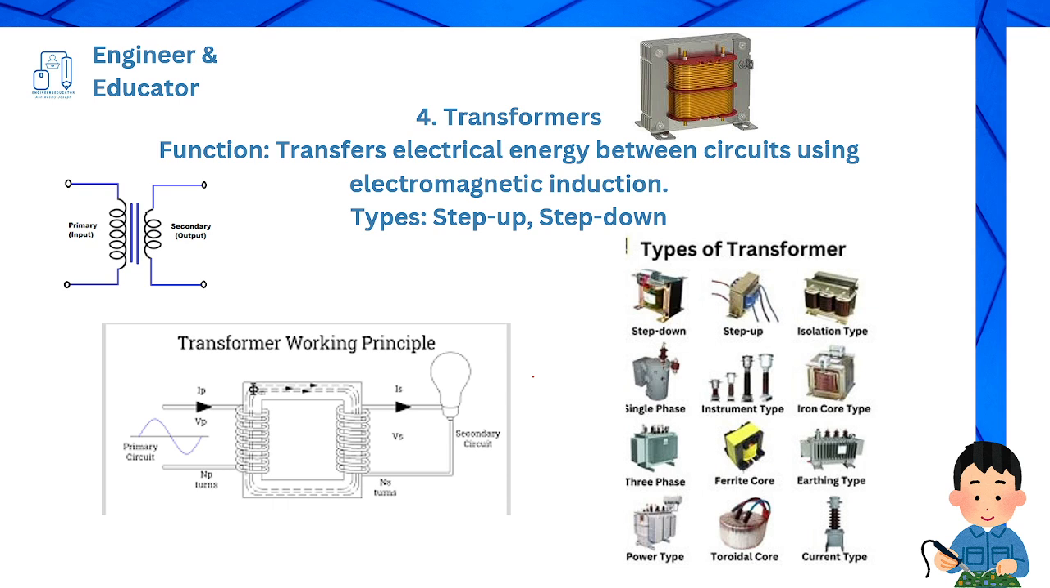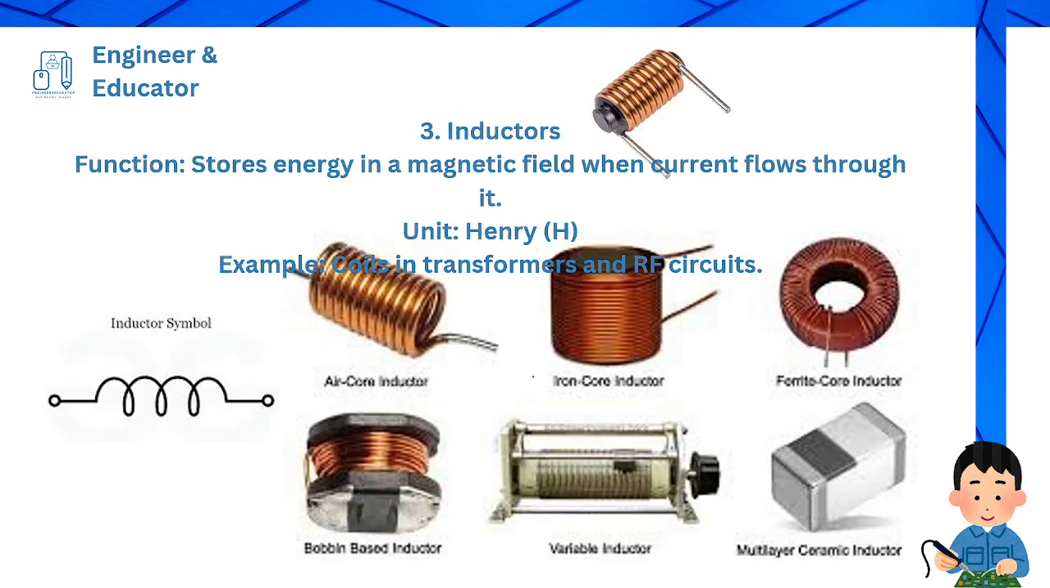The fourth passive component that we use is the transformer. A transformer is a device that consists of two or more coils. We said that when current is passed through a coil, we can call it an inductor, and an electromotive force develops. But here there are two coils, which transfer electrical energy between circuits using electromagnetic induction. Earlier we said that inductors store energy in a magnetic field when current flows through them.